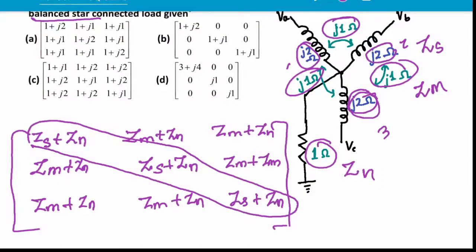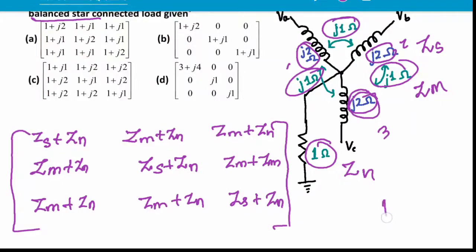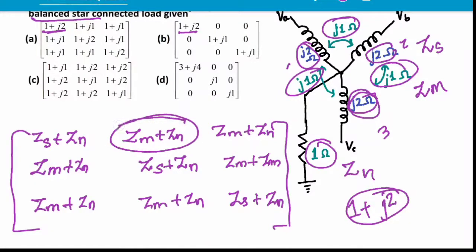So Zs plus Zn will be, Zs is j2 and Zn is 1. So 1 plus j2 on the diagonal, and Zm plus Zn, where Zm means mutual, that is j1, plus Zn is 1, so 1 plus j1 for the other elements. So option A is the correct answer.